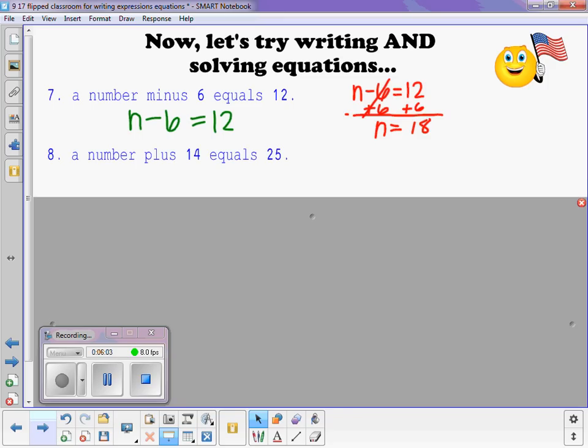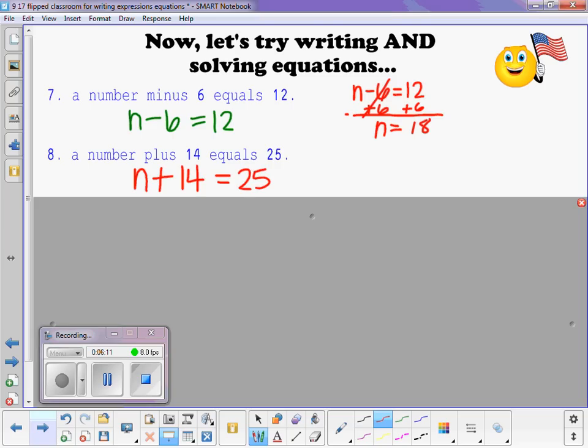Number 8, a number plus 14 equals 25. So again, our equation, n plus 14 equals 25. I'm going to solve it over here. The inverse operation of addition is subtraction. So I need to subtract 14 from both sides to isolate my variable. And that leaves me with n equals 11.